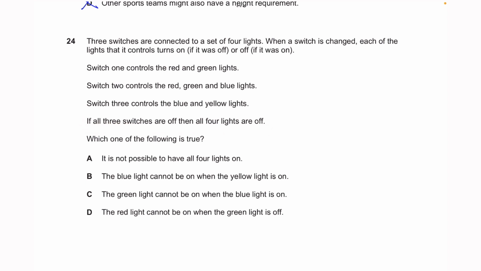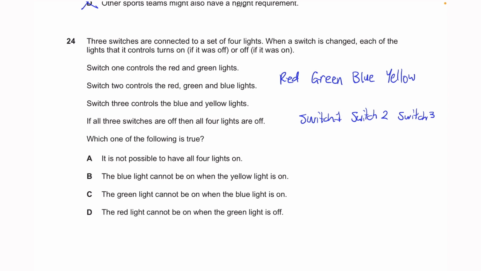So you need to see how they're all related, and we're going to draw a little diagram to this. So we've got 4 lights: we've got red, green, blue, and yellow. So we've got all 4 different colors, and we've got 3 different switches: switch 1, switch 2, and switch 3. Okay, and so now we need to just see which one controls what.